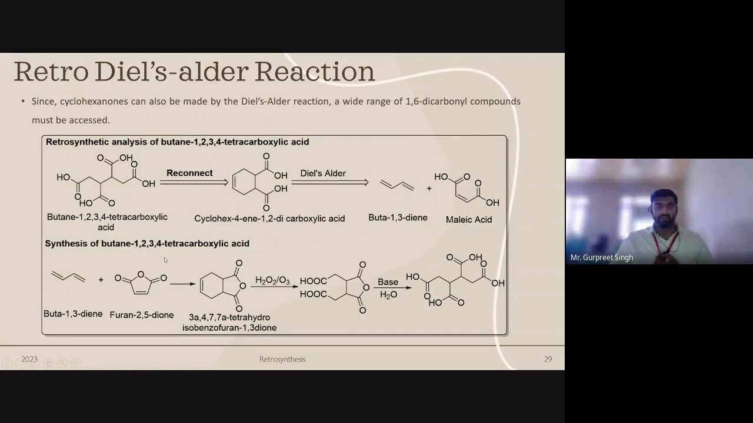So if we start with the synthesis, what do we need? Butadiene and furan-2,5-dione, that will lead to the molecule isobenzofuran-1,3-dione. Then we ozonolyze it in the presence of hydrogen peroxide to end up with this dicarboxylic reagent. And in the presence of base, followed by hydrolysis, it will end up with butane-1,2,3,4-tetracarboxylic acid.